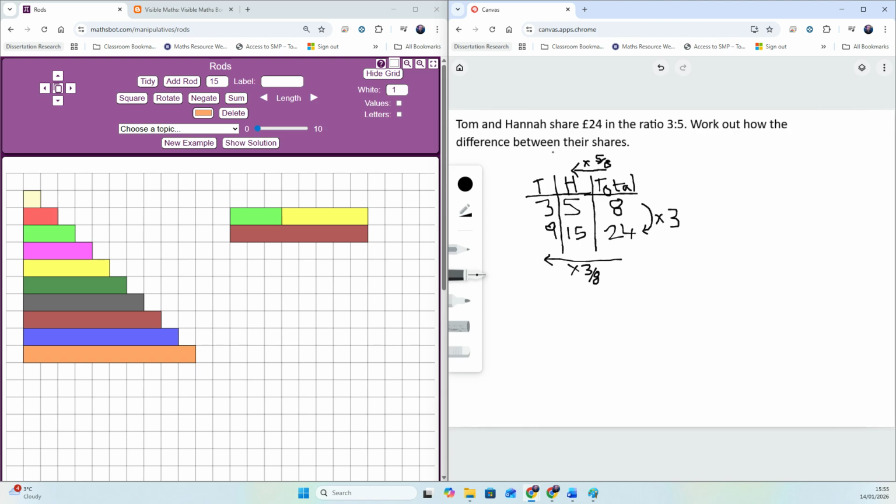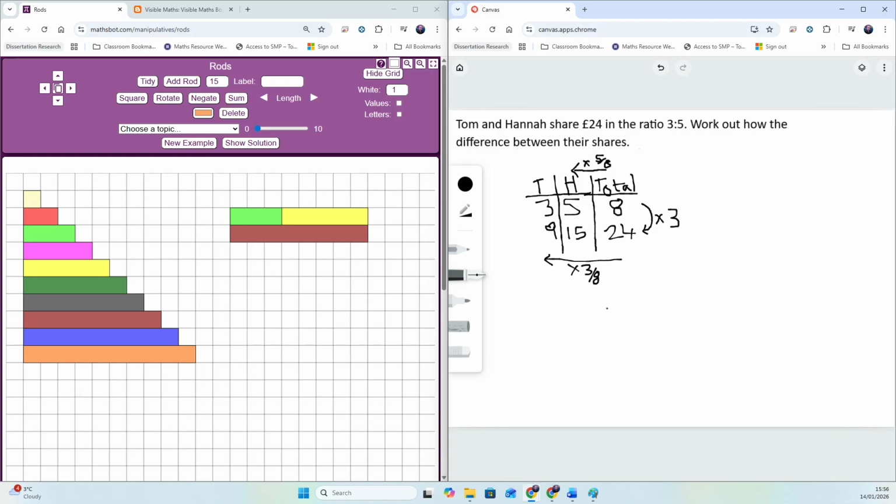The reason I've used this question to exemplify this is because what I'd go on to do when we're looking at this type of question is to say, well, actually, I don't really care how much Tom and Hannah each get here. That's not the point of this question. I want to be able to work out the difference between their shares. And I don't actually need to know their individual shares to do that. I can work it out and I can do it that way.